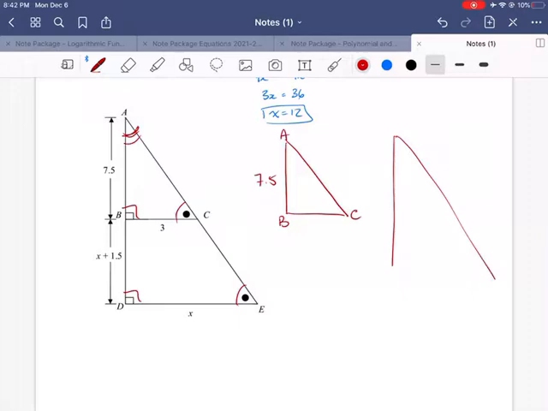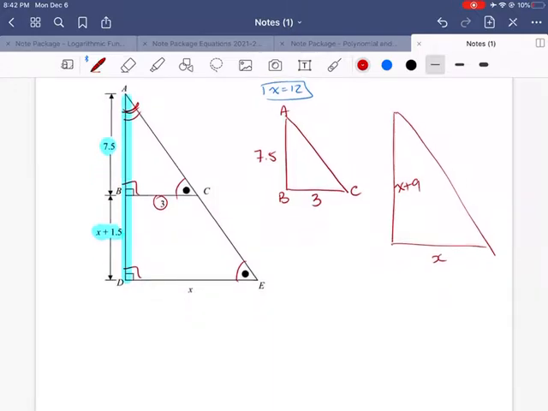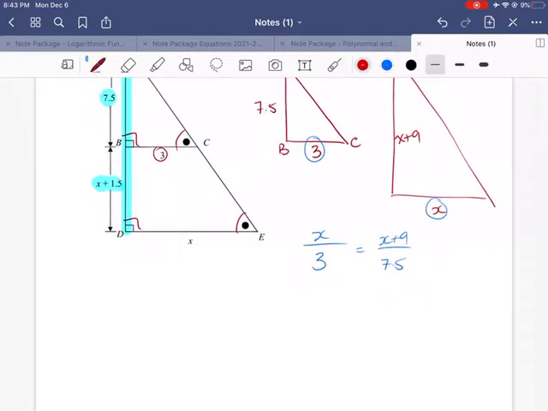So we got the smaller one, and we got the bigger one. The side length is x. The base of this is 3 from there, and the entire length here, you got to add 7.5 plus x plus 1.5, which you actually get x plus 9. So let's solve this. X from here over its corresponding side of 3 is equal to x plus 9 over 7.5. If you multiply each side by 3 and by 7.5, you'll get 7.5x is equal to 3 multiplied by x plus 9.